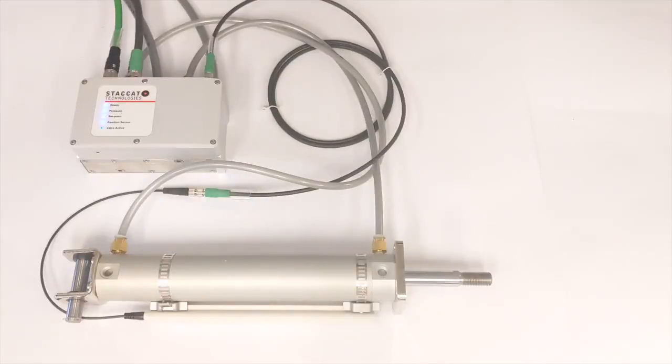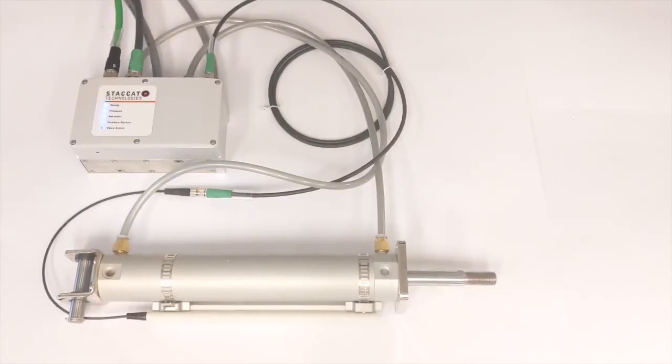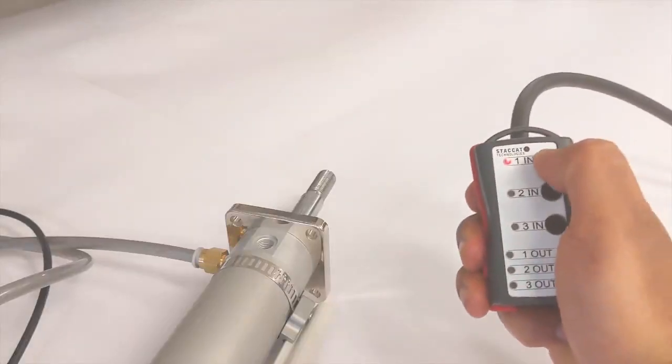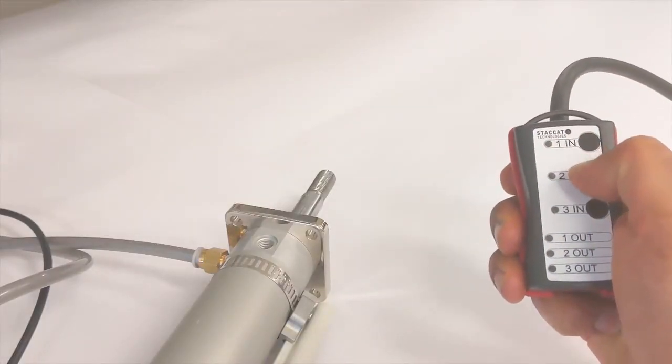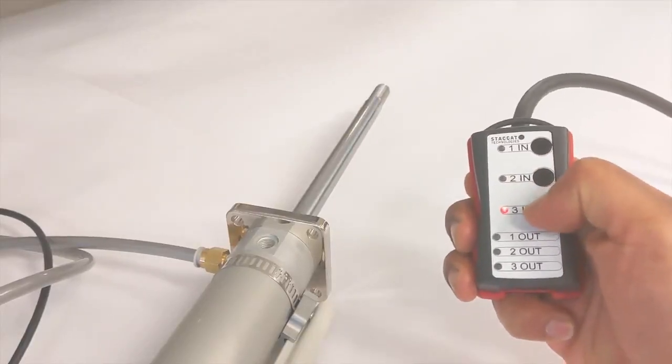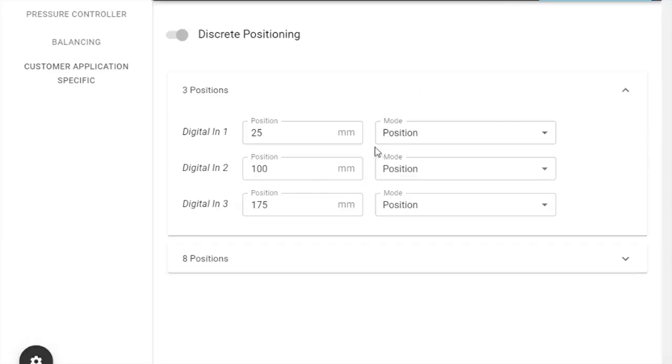With the Staccato Flexible Positioning unit, it's possible to use the digital input signals for preset positioning. This example is connected to an actuator with a length of 200 millimeters. The three inputs are set to give a position of 25, 100, and 175 millimeters. Of course, this is easily reconfigured using our PC software.